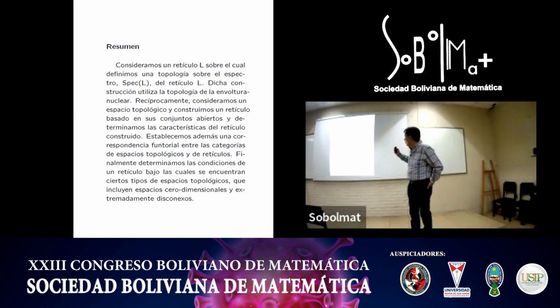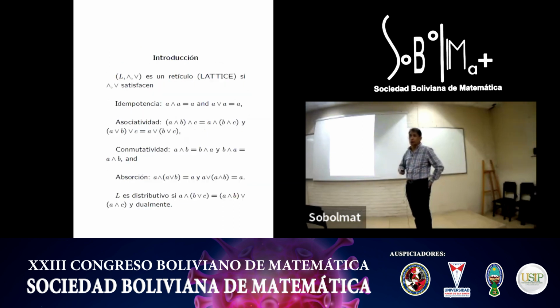What is my goal? We consider a lattice L, on which I will define a topology called the prime spectrum of the lattice L. This topology is called the hull-kernel topology. I will establish some definitions, and at the end, I will state some properties of this spatial topology that can be generalized in totality. Okay, so let's start with this.